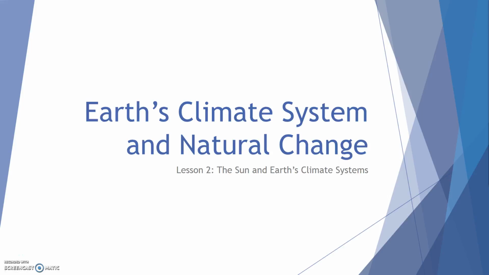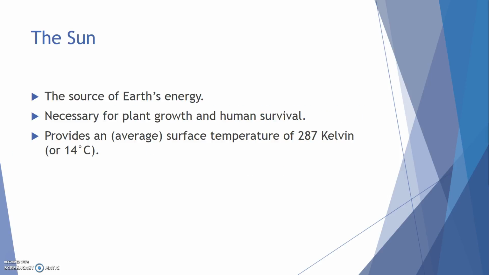All right, everyone. This is our second lesson on our Earth and climate change unit. Here we're going to focus on the sun and how that affects Earth's climate systems. So we talk about the sun. We're not going to get into the sun in terms of astronomy. We're going to focus on its effect on the Earth a little bit.